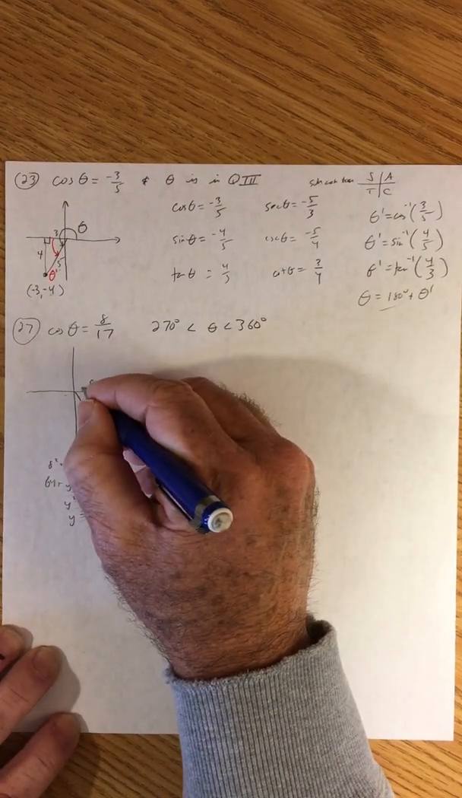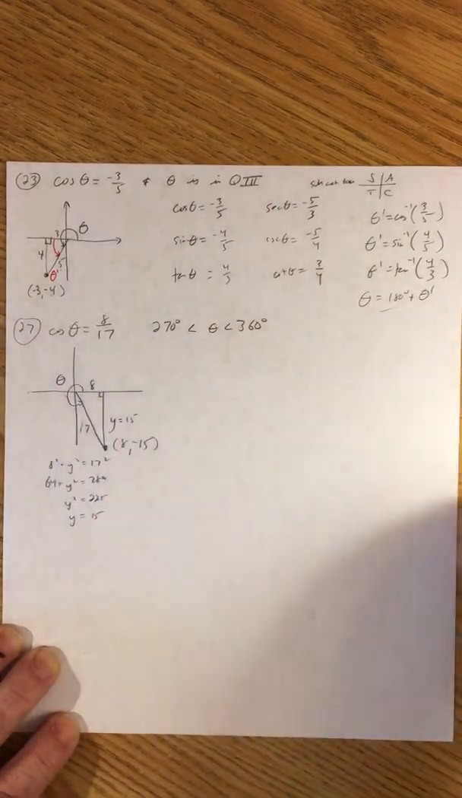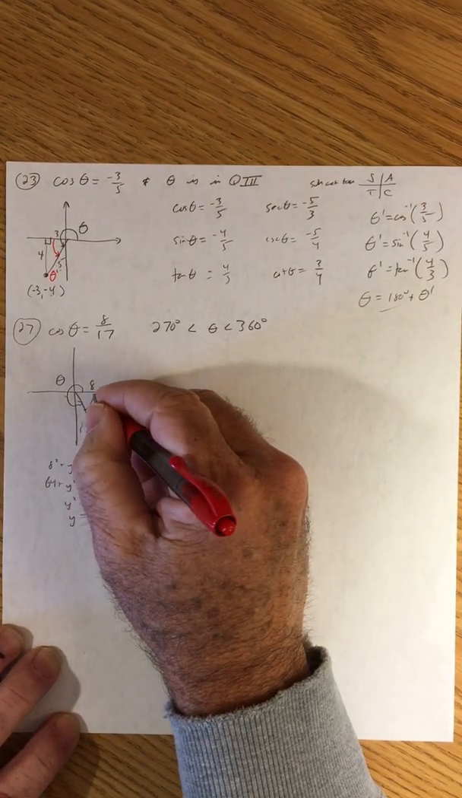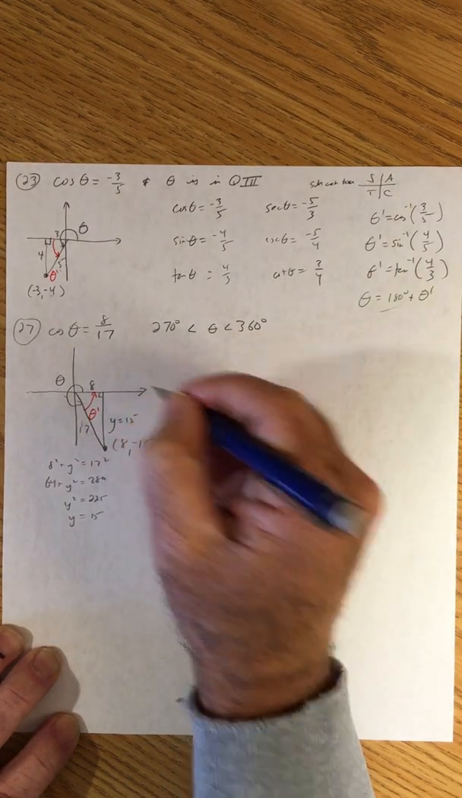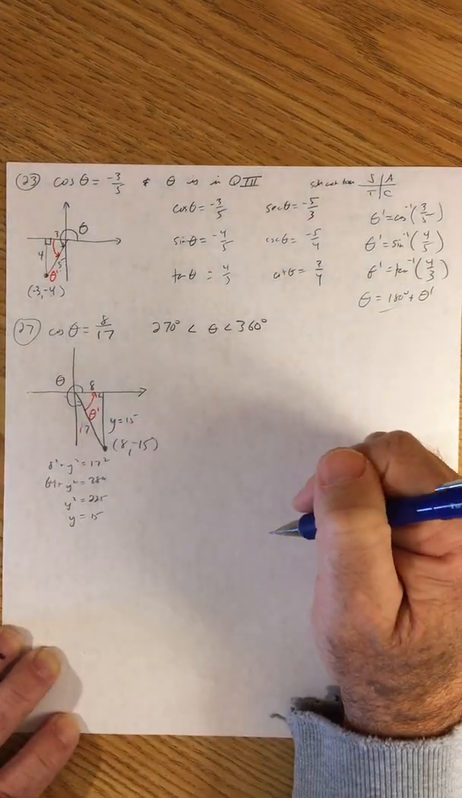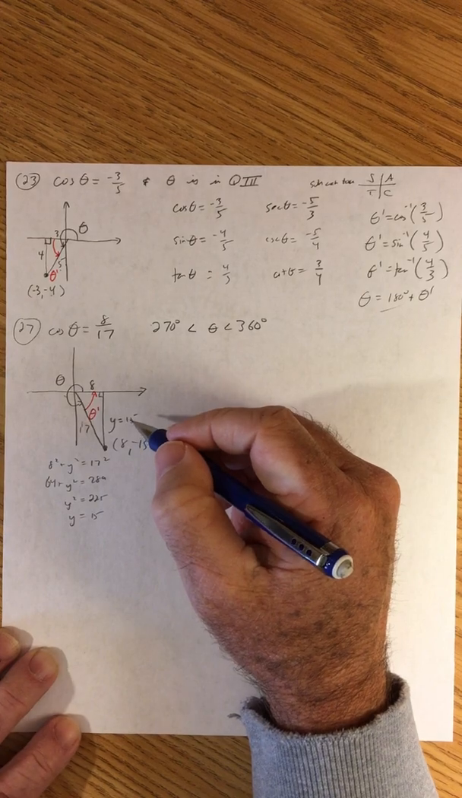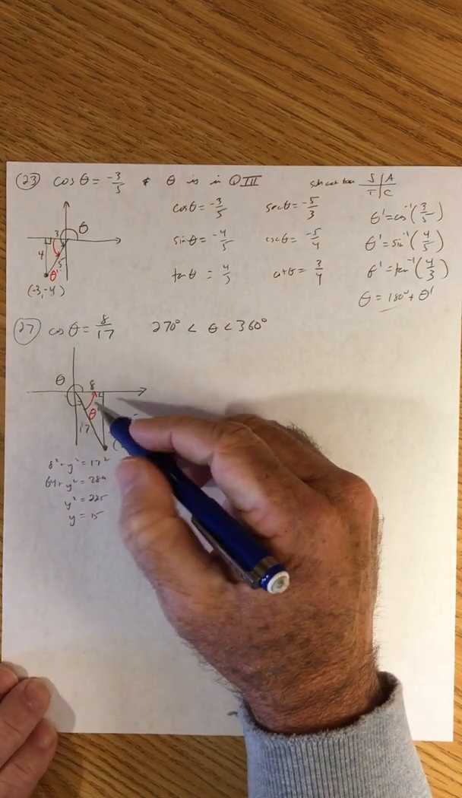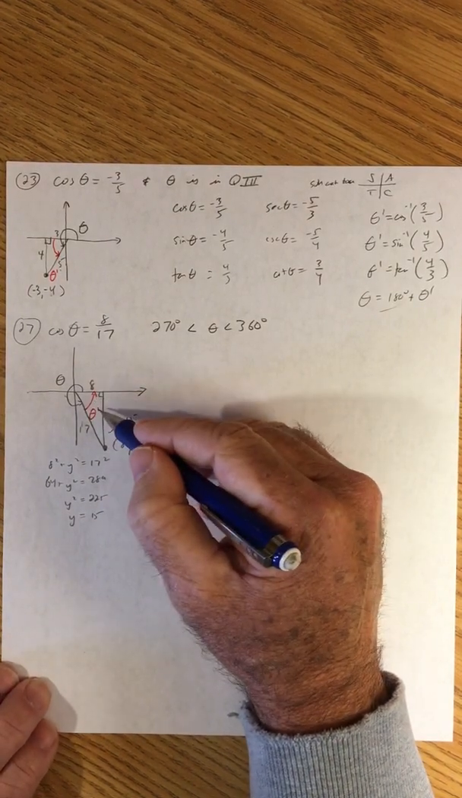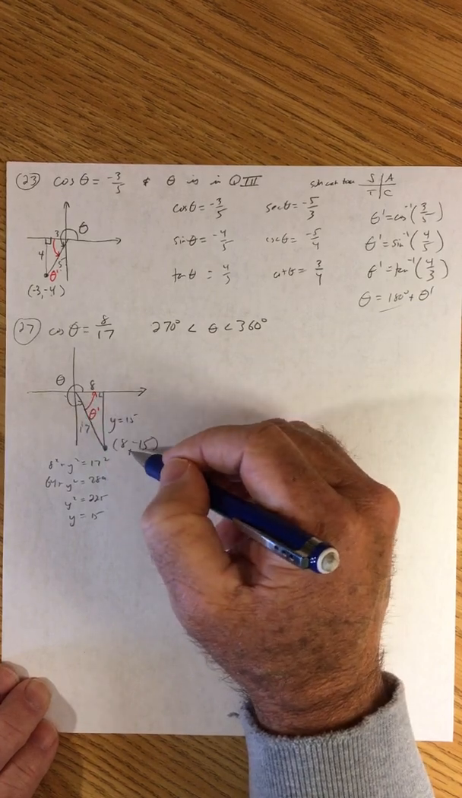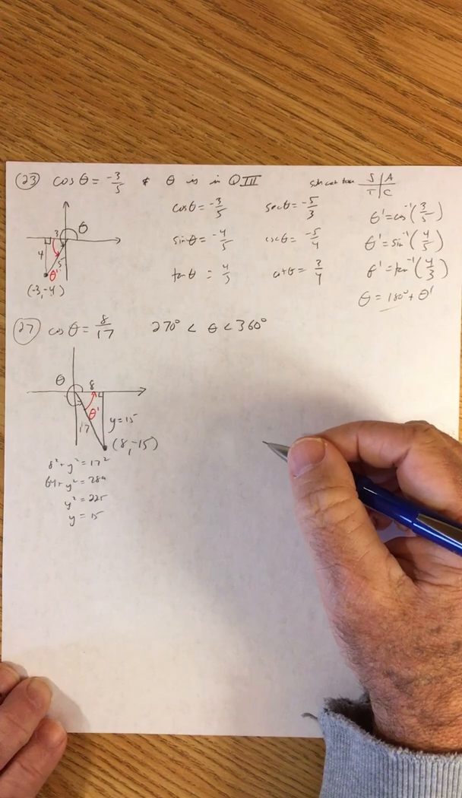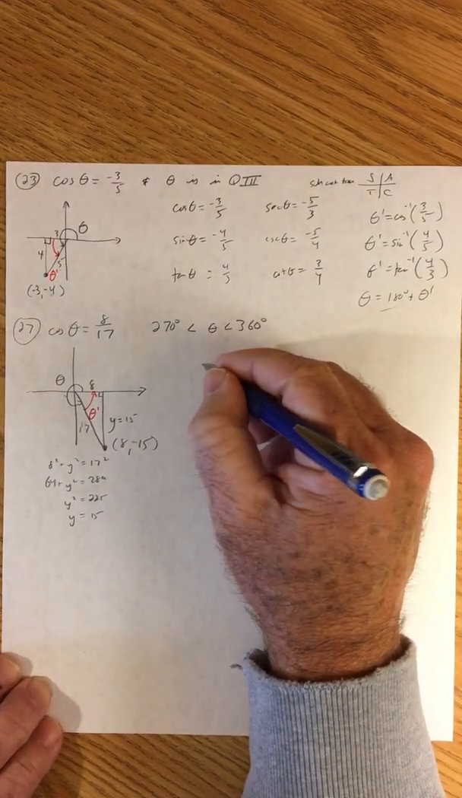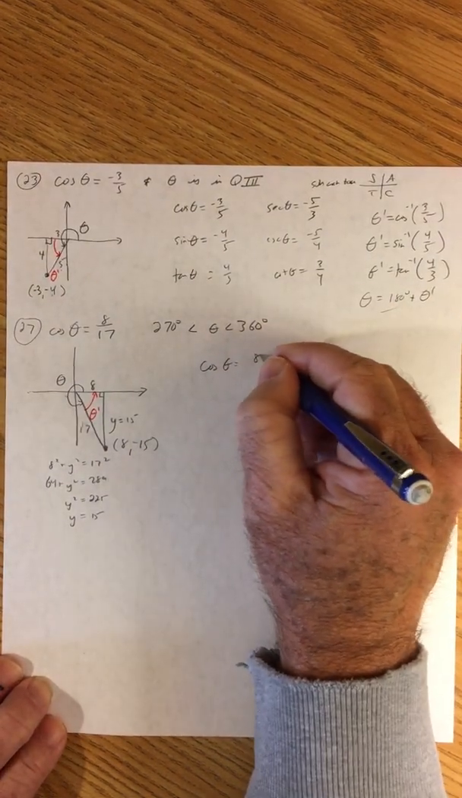All right, here is theta. That's theta prime. Okay, now that's a complete diagram. Every time I say draw an angle in standard position, a complete diagram is triangle, theta, theta prime, coordinates, and sides of the triangle clearly labeled. All right, cosine was given as positive 8/17.